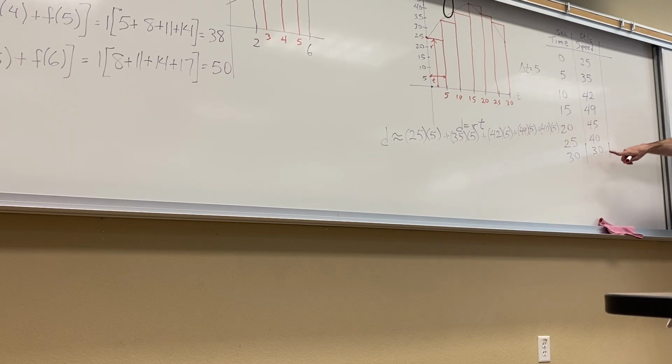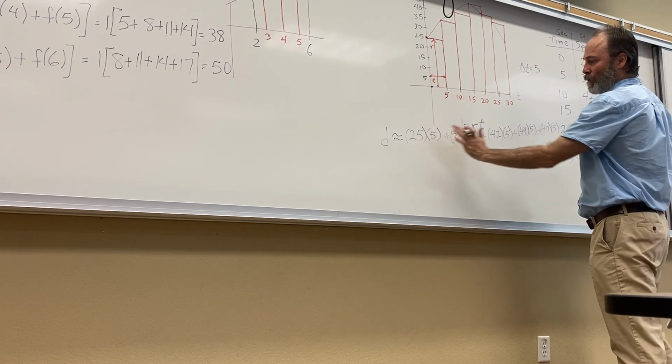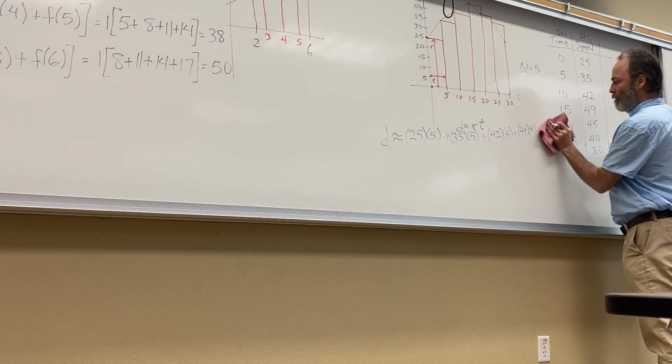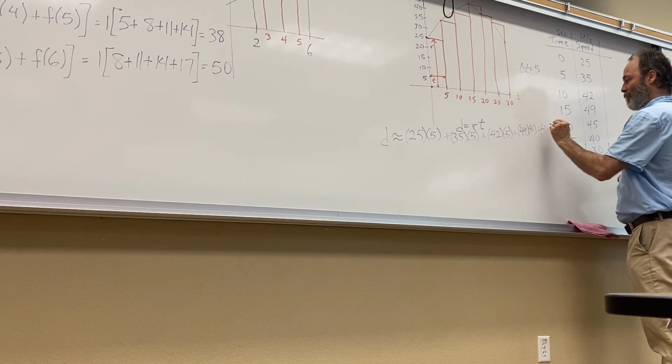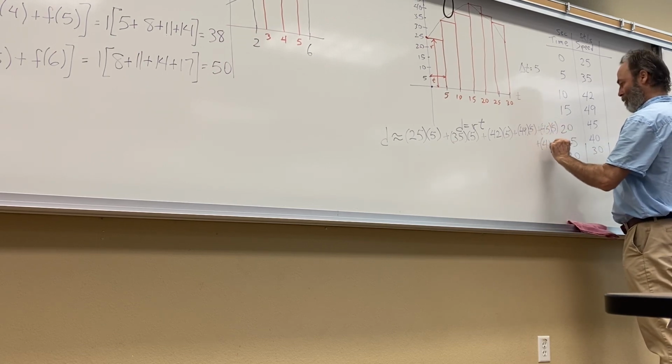Notice that the rectangle doesn't touch at 30, so we don't ever actually use this value. So none of the rectangles are that high. So there should be 6 of them. So there's 1, 2, 3, 4, 5, 6 rectangles. 1, 2, 3, 4, 5. Did I leave something off? 25, 35, 42, 40. Oh, I did. This is 45 times 5 and 40.